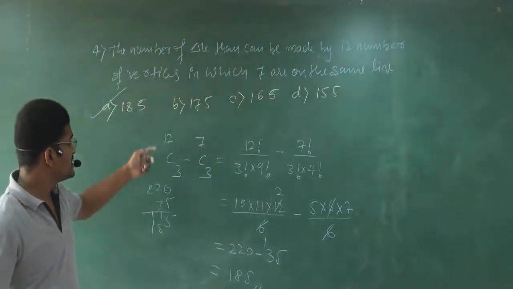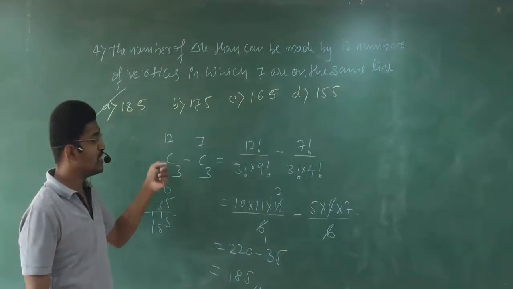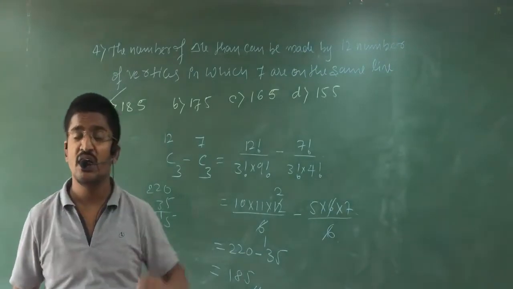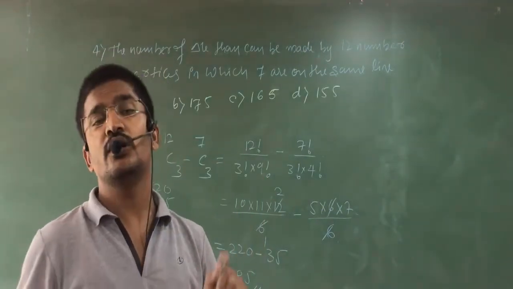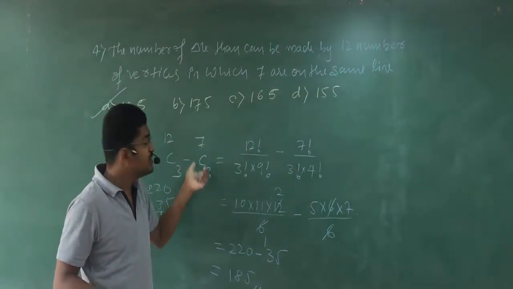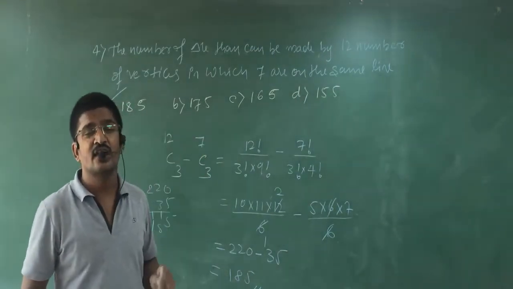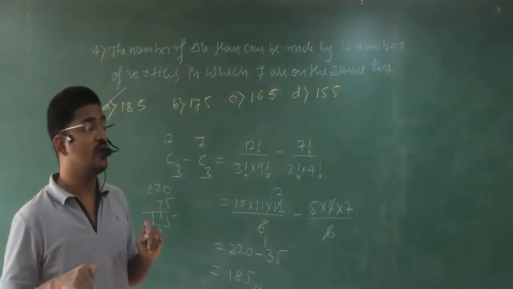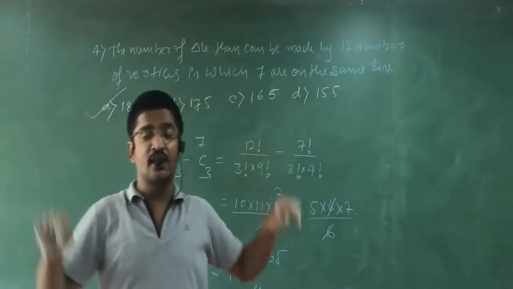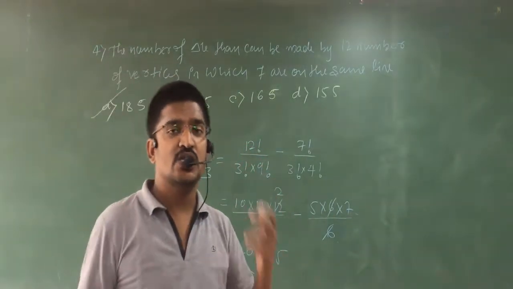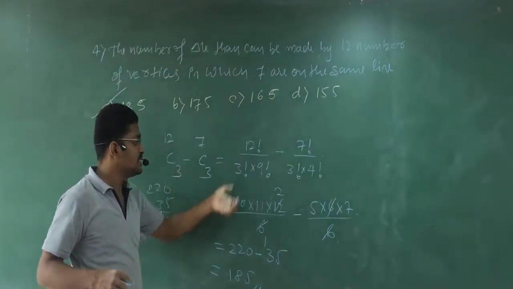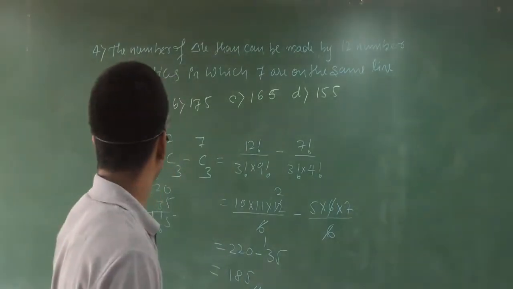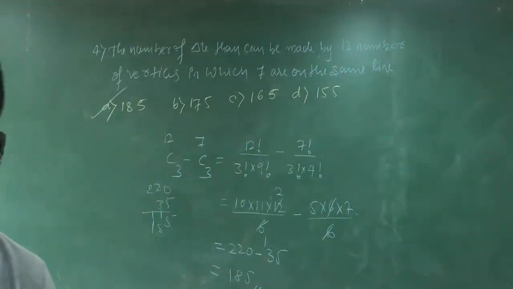Clear? 12C3 means the total number of points. Using 3 you can form a triangle with the total number of points, but 7 points are collinear. Those collinear points have to be removed. That means the triangles formed by these 7 collinear points have to be deleted, because you can't form a triangle using collinear points, as those points will be on the same line. With one line you can't form a triangle, so you have to remove that. Therefore 12C3 minus 7C3, we do the calculations, answer will be 185. Therefore answer is 185.